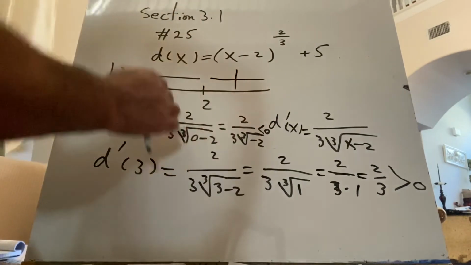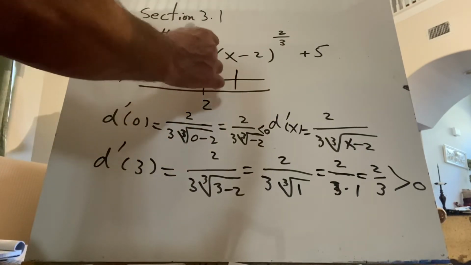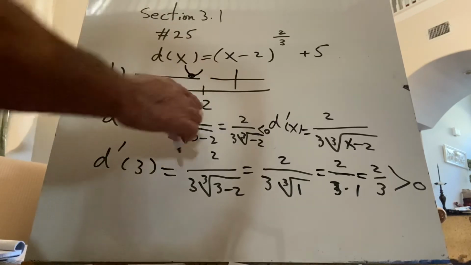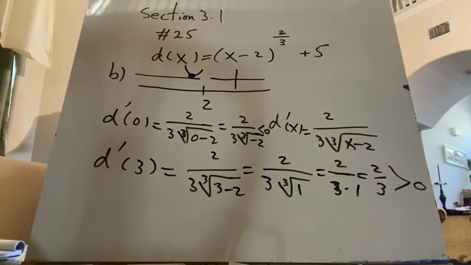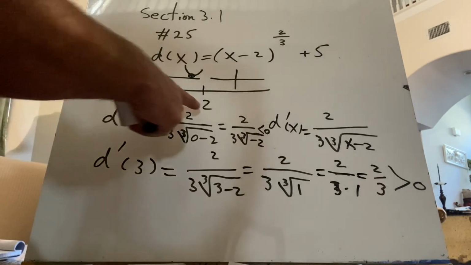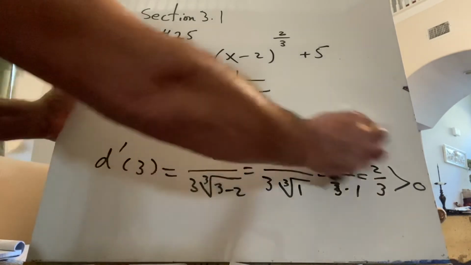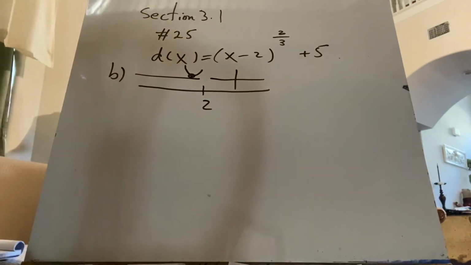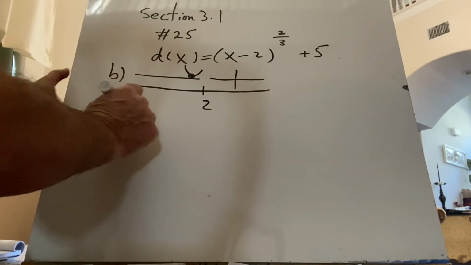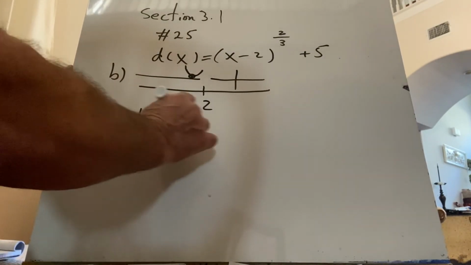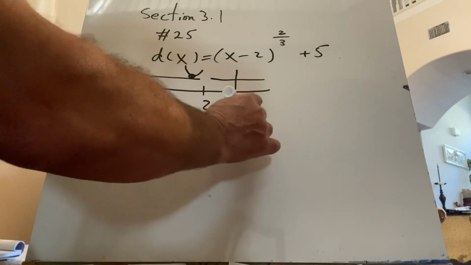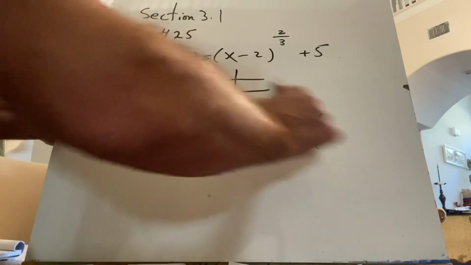Okay, so now we have decreasing to the left, increasing to the right. So we do have a relative minimum at 2. So all we've got to do now is find the exact value. So I'm going to go ahead and take this off. So at 2, we do have a relative minimum. So this is for part B again, a relative minimum at the x coordinate 2.